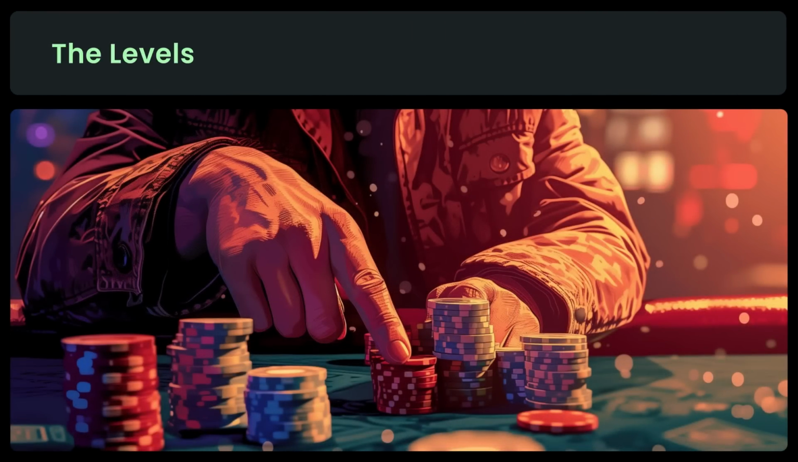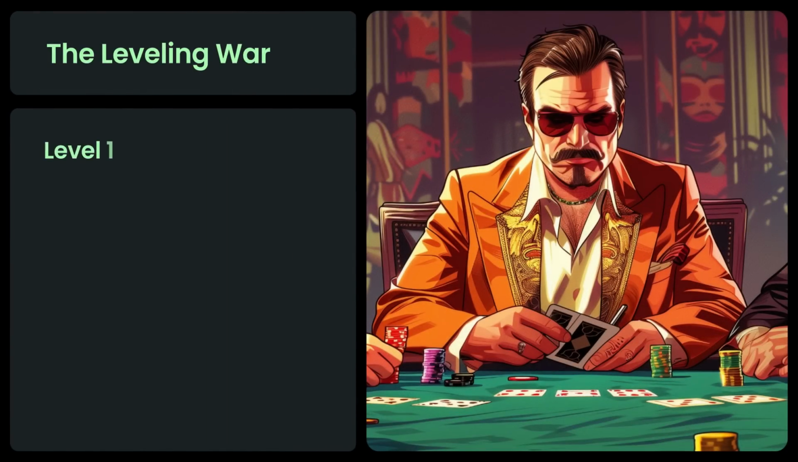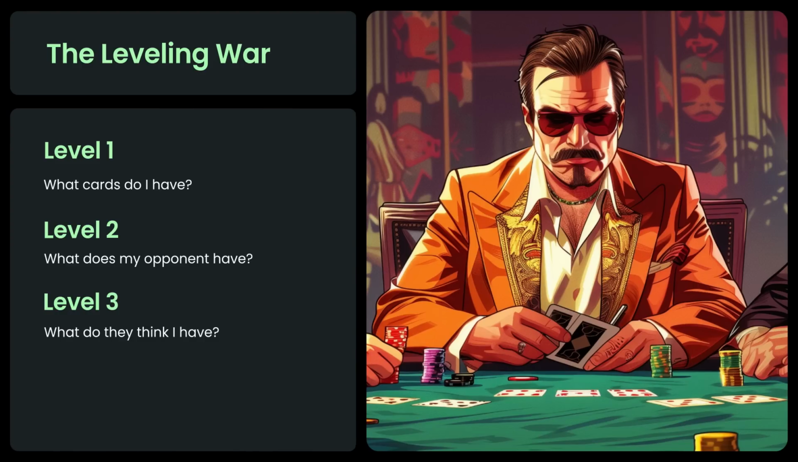Let's back up to one of the most ancient concepts. In 1999, David Sklansky introduced the concept of leveling in poker. A leveling war goes like this. The very first level is to ask, what cards do I have? It's the most basic beginner level. Level 2 asks, okay, but what does my opponent have? Okay, but what do they think that I have? All right, but what do they think I think they have? And you can go on and on like this. There are infinite levels. Back in the day, poker players thought that in order to succeed, you had to outlevel your opponent. You had to be one step ahead of them in the leveling war.